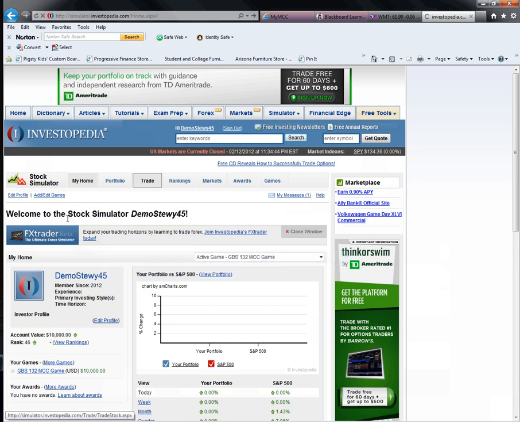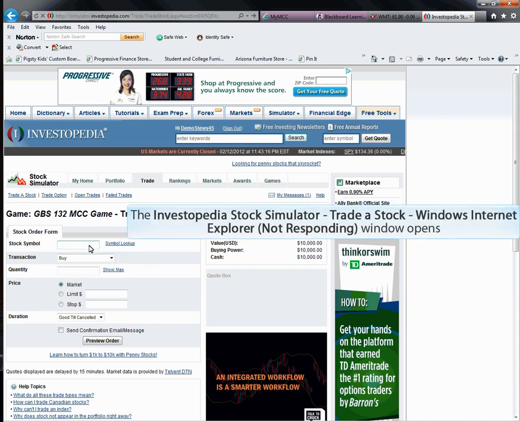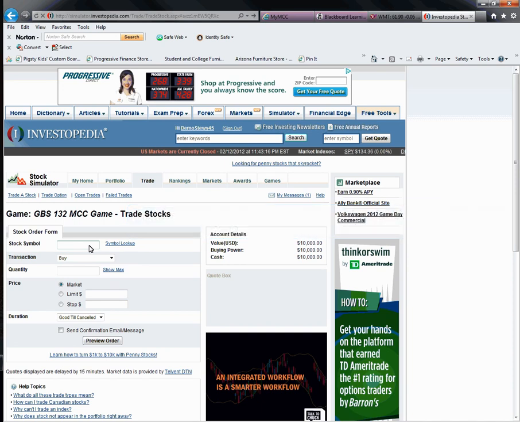And then we can go up here to portfolio and trade and rankings and markets, and we can see all kinds of information. We're going to go ahead and click on trade though, because trade is what we're going to do when we buy or sell shares. It's called trading. And the stock symbol here is where we're going to put that Walmart stock symbol to purchase.